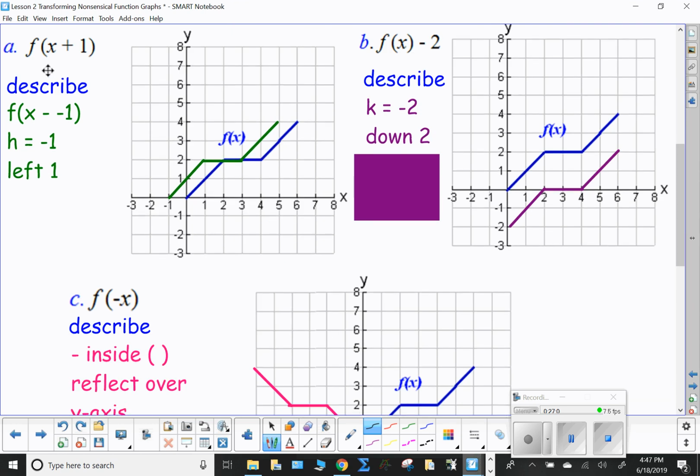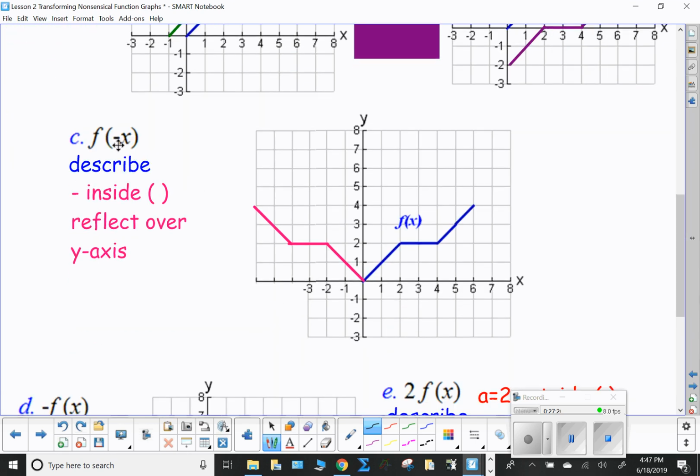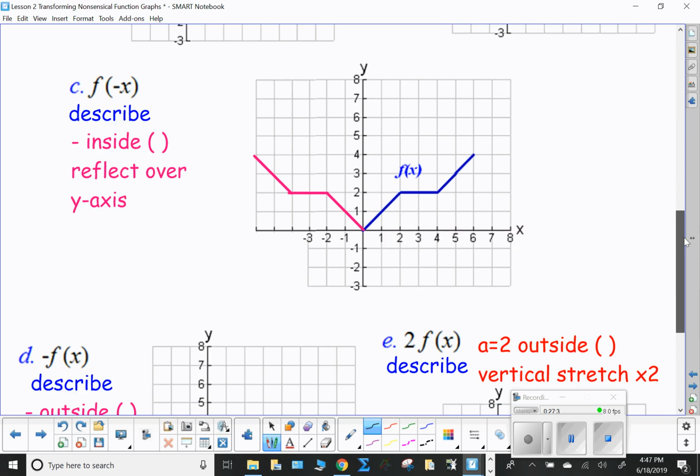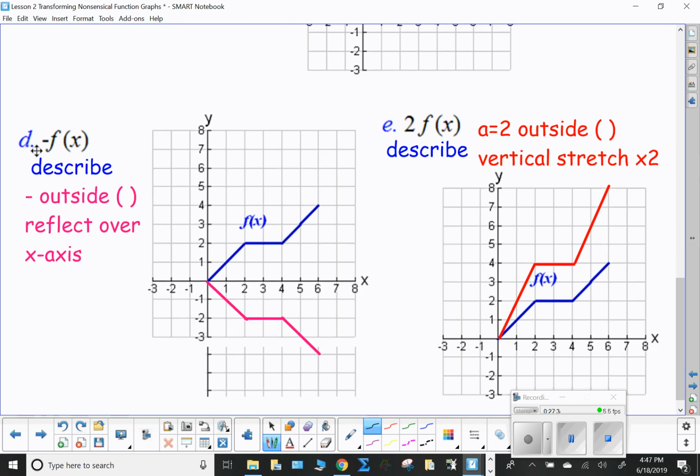First off, you have f of x plus 1 inside the parentheses, so it's left 1. Here's my little green graph that's left 1. Over here, f of x minus 2. K is negative 2. It's outside the parentheses, so it went down 2. Next, we have a negative inside the parentheses, so we're reflecting over the y-axis. By reflecting over the y-axis, we're changing the horizontal positioning of the graph. Inside, horizontal change. A negative on the outside indicates a vertical change, and in this case, it's a reflection over the x-axis.